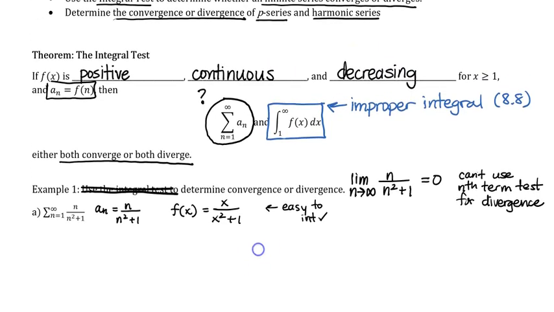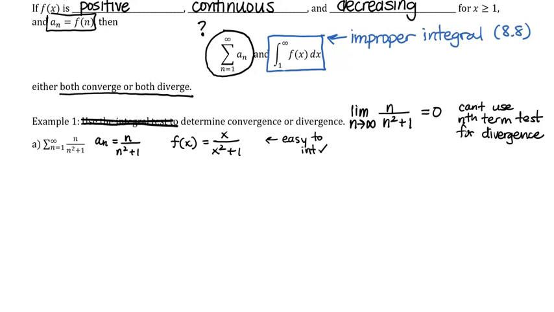Before I even try to use the integral test, let's see if it applies. Is this function positive when x is greater than or equal to 1? It is. f of x equal to x divided by x squared plus 1. If I'm plugging in numbers that are 1 or more, this is greater than or equal to 0. So I've shown the first condition of the integral test. Is this continuous? It is. This function has no discontinuities, no vertical asymptotes, and no holes. That denominator never equals 0.